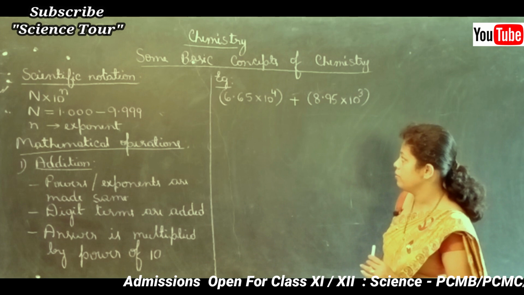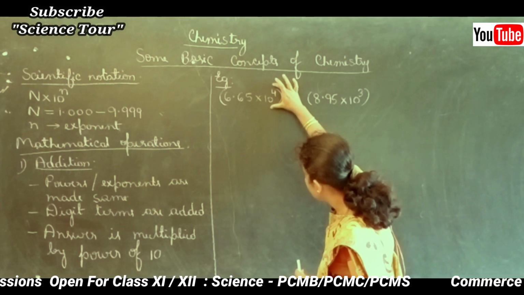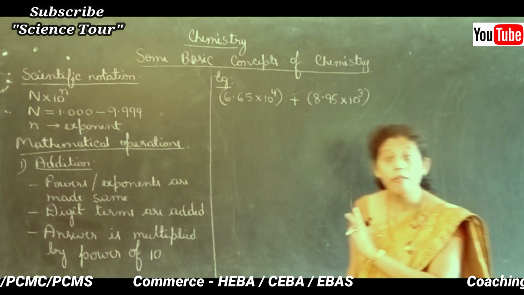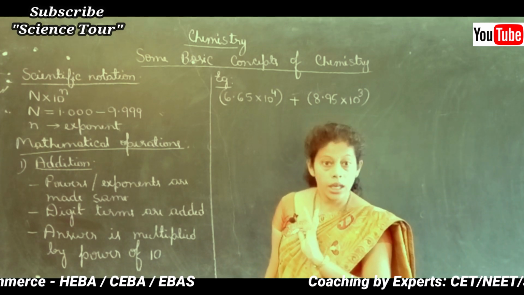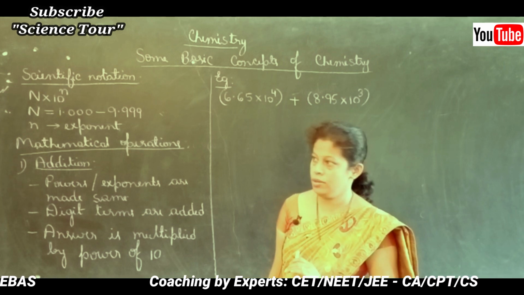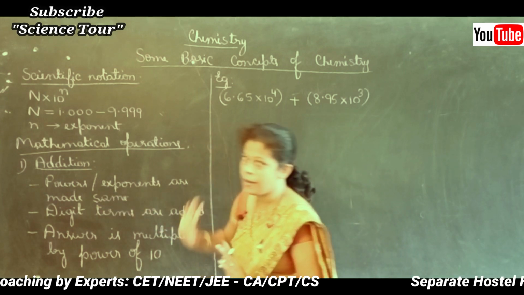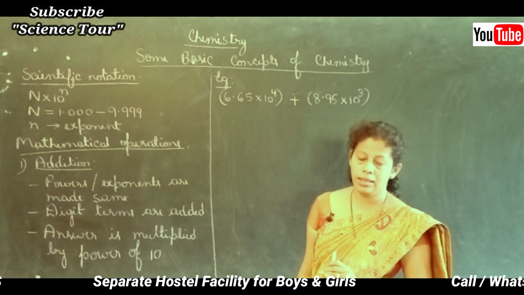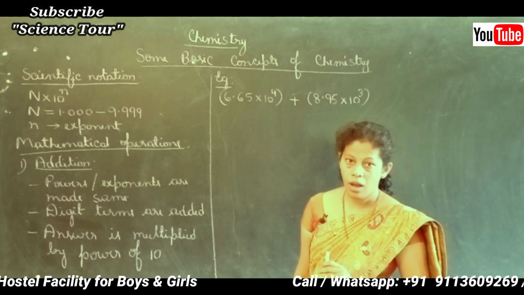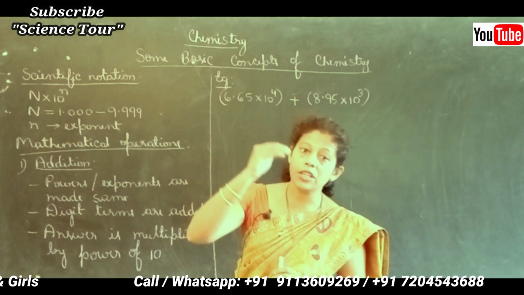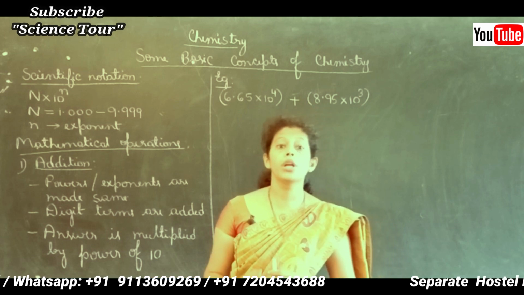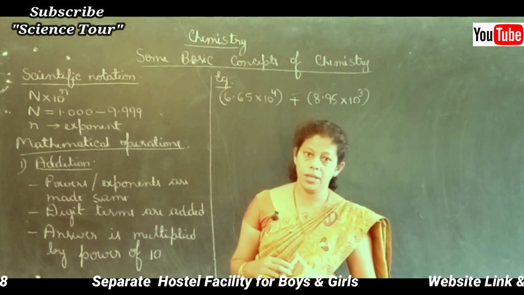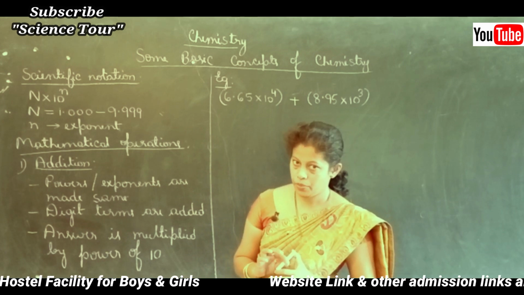Look at the powers now. You have 10 to the power 4 here. In another term you have 10 to the power 3. Means powers are not same. In this case you cannot add the numbers. First you have to make the powers the same. How? By shifting the decimal point in the digit term. Other day you have studied, if you shift the decimal point to the left side, power of 10 will be positive. If you shift the decimal point to the right side, power of 10 will be negative.